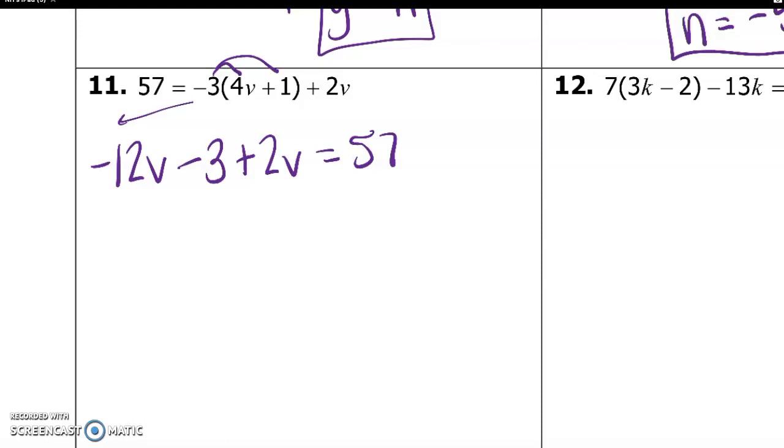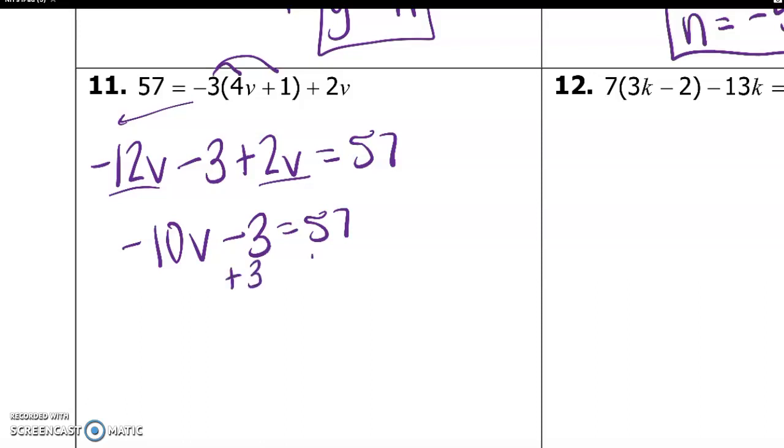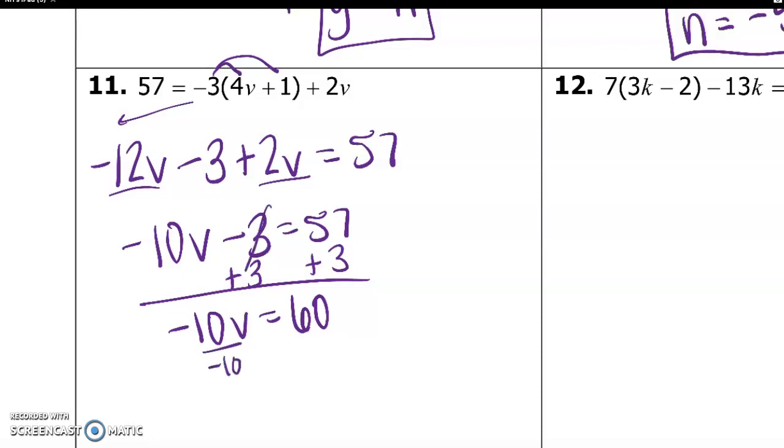Negative 12 plus 2 gives me negative 10v minus 3 equals 57. Now I have to add 3 to both sides. Negative 10v equals 60. Divide by negative 10, v equals negative 6.